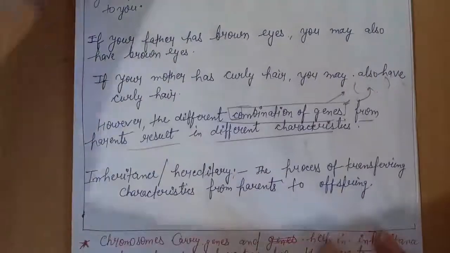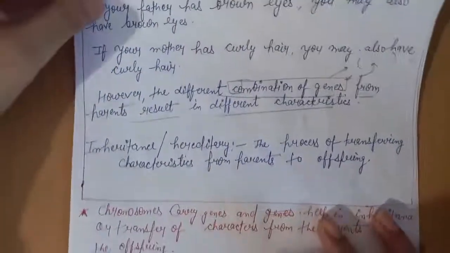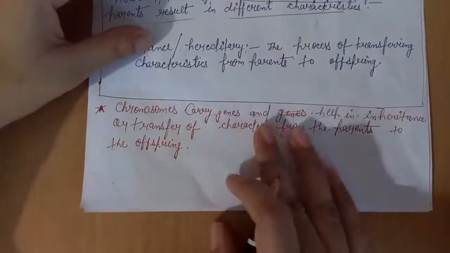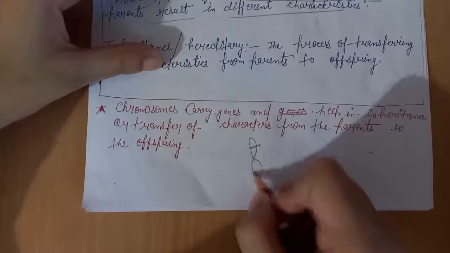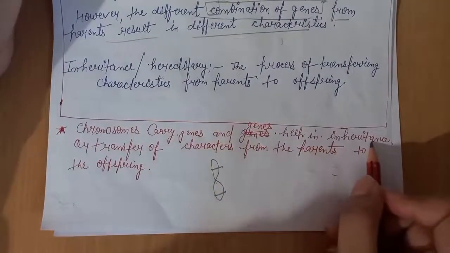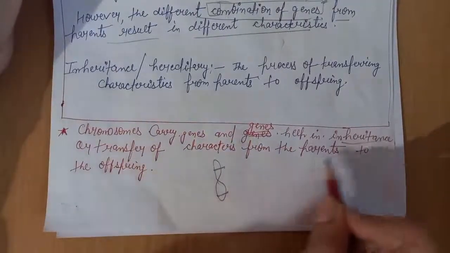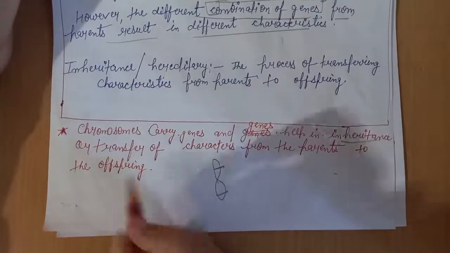So I hope you have understood about genes. Next is chromosomes. Chromosomes carry genes. You know chromosomes carry genes. So genes help in inheritance. Inheritance means transfer of characters from the parents to the offspring.